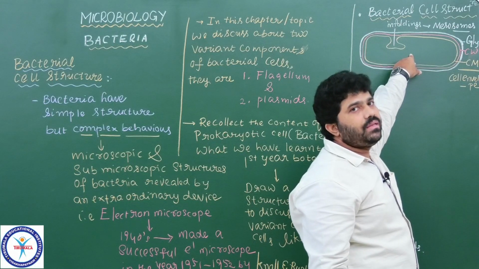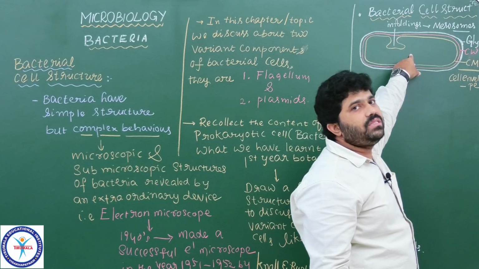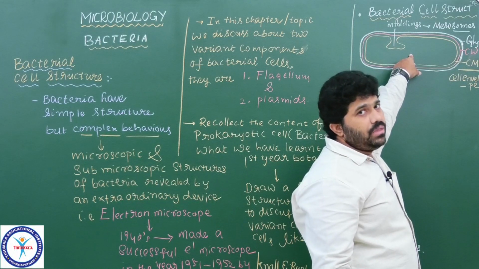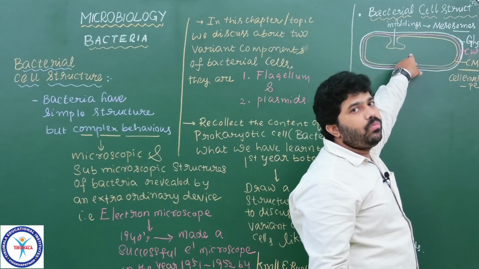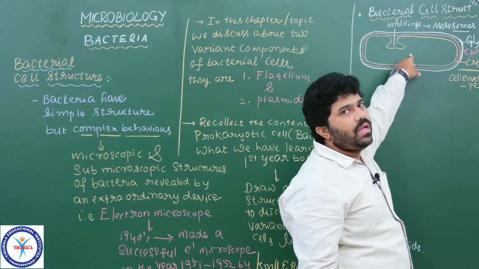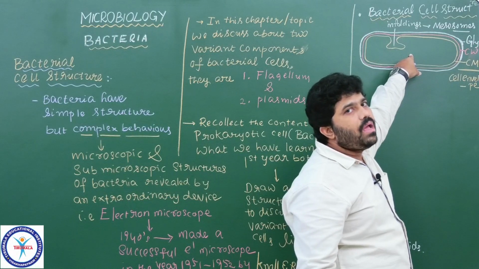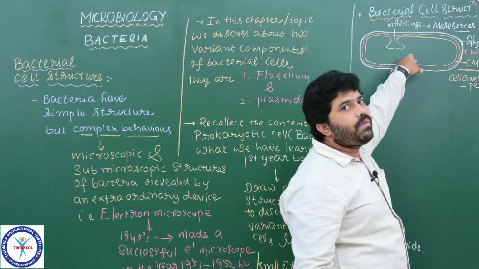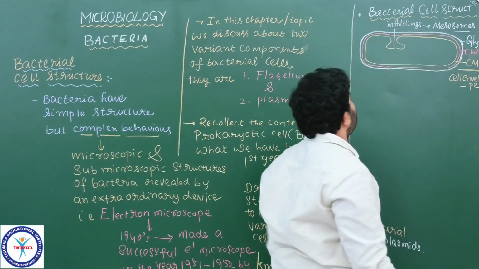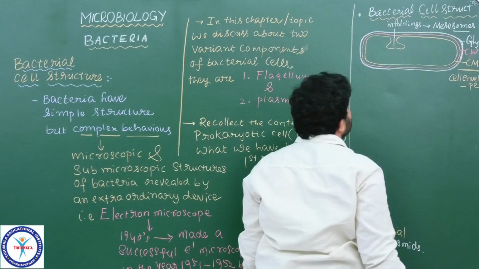Mesosome is an infolding structure of the plasma membrane which stores respiratory enzymes. These respiratory enzymes catalyze the process of respiration. How do mitochondria perform respiration in eukaryotes? In eukaryotes, respiration is done by mitochondria, whereas in prokaryotes mitochondria are absent. Due to the absence of mitochondria, that activity is done by the mesosome. So the equivalent function of mitochondria in bacteria is done by the mesosome.